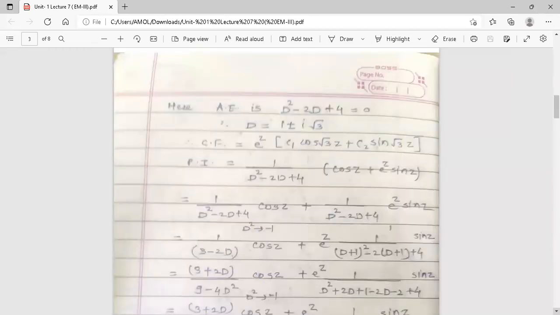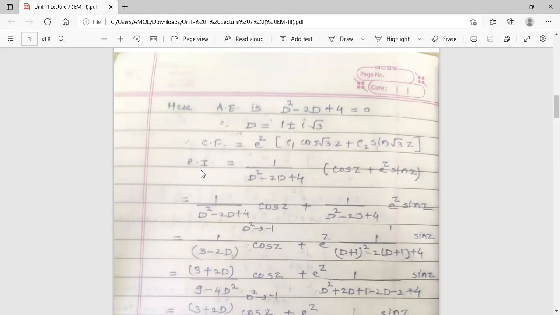Alpha is 1 and beta is root 3. So the complementary function is here: e raised to z in bracket c1 cos root 3z plus c2 sin root 3z. This is the complementary function here, using the rule of complementary function: when the roots are complex, how to write the complementary function for those complex roots. Using that rule, we have written here the complementary function.